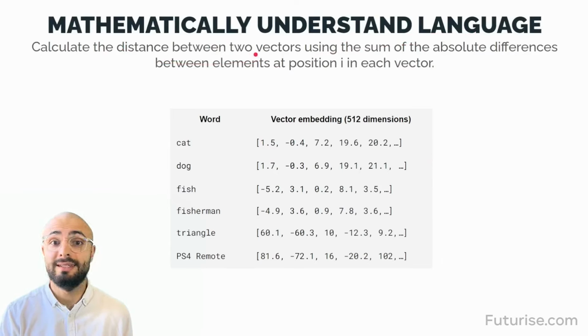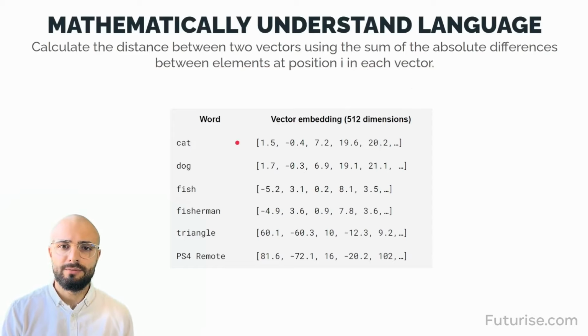You're able to calculate the distance between 2 vectors using the sum of the absolute difference between elements at position i in each vector. So let me demonstrate an example of this. Let's take the word cat and dog. And this is what the vector looks like. Let's assume there's 512 dimensions. So instead of just having 3, 1, 2, 3 like we had before, this carries on, comma, another number, comma, another number, comma, and this carries on for 512 dimensions.